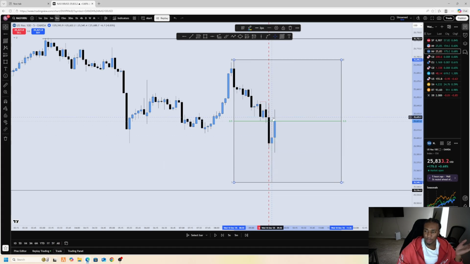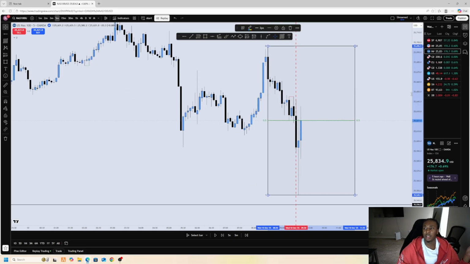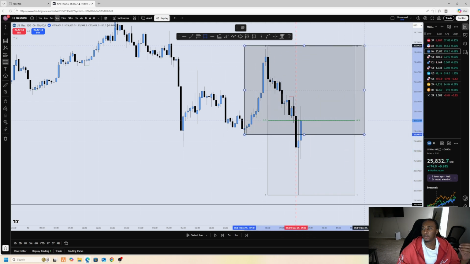Now it's coming back. What do we get? We get equilibrium. Also, what we kind of get is, I guess you could say this is an order block right here. We also get this. So it's coming in this direction.